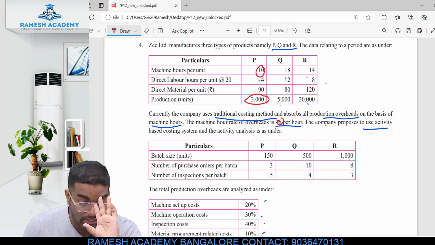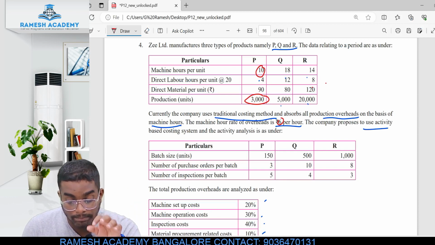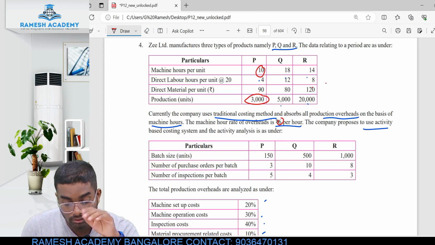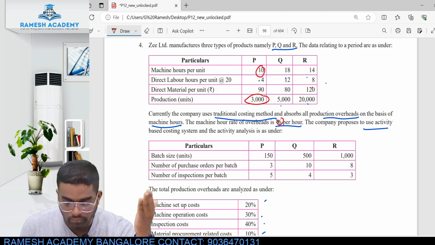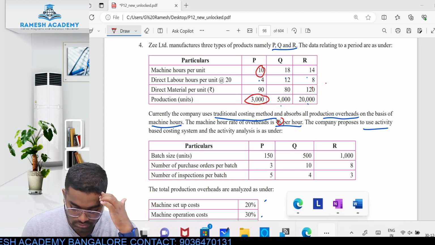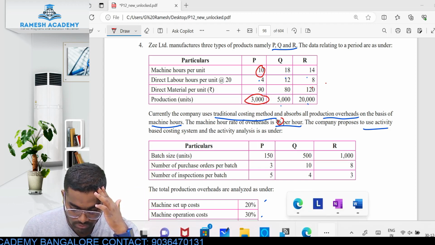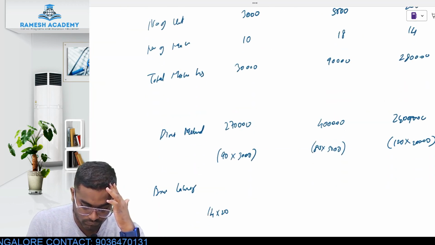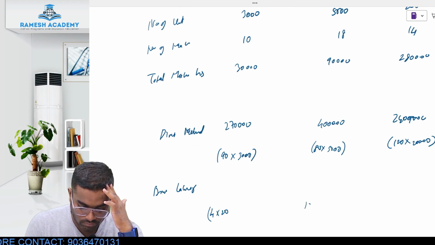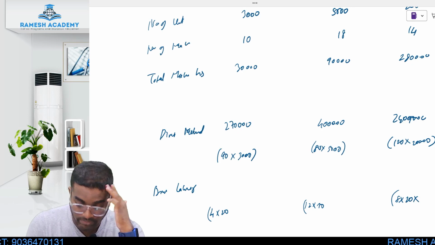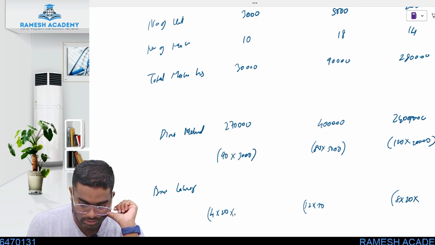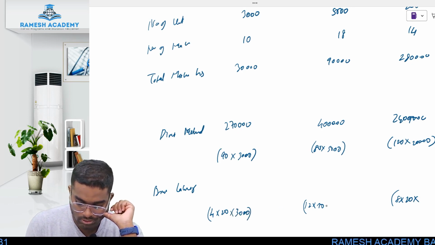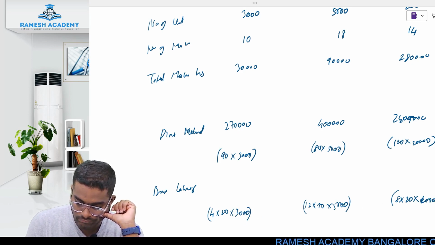Direct labor. So direct labor, they are telling it is at rate of 20, but the labor hours are 4 for P, 12 for Q and 8 for R. So I'll just multiply 4, 12 and 8. So why am I multiplying it by 20? Because per hour rate is 20. Then multiplied by 3000, then multiplied by 5000, then multiplied by 20,000.